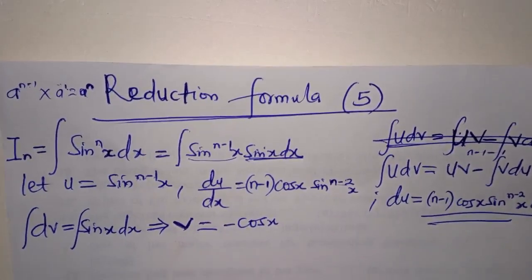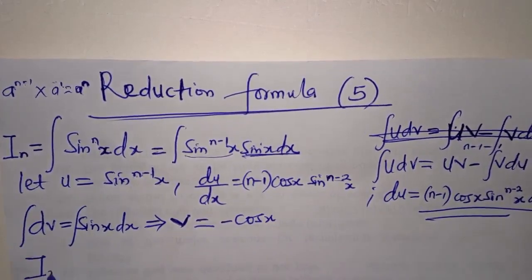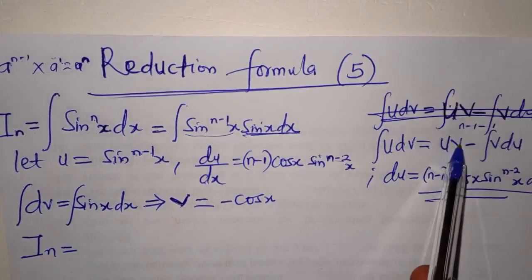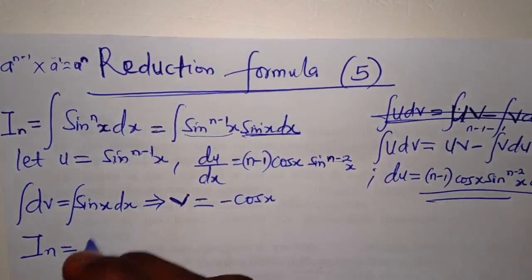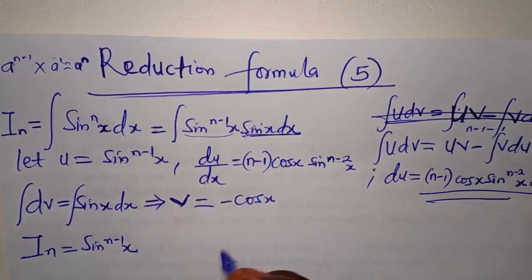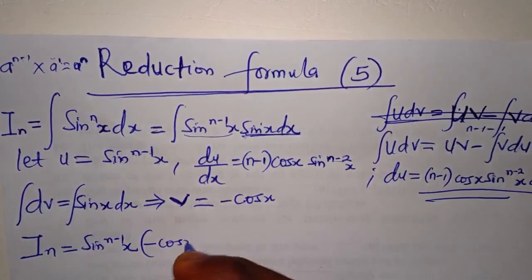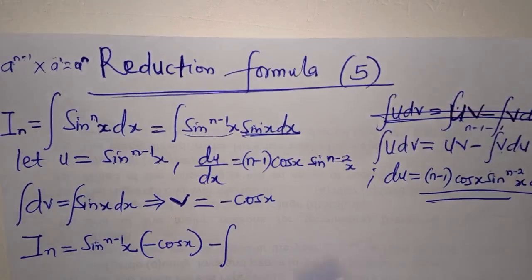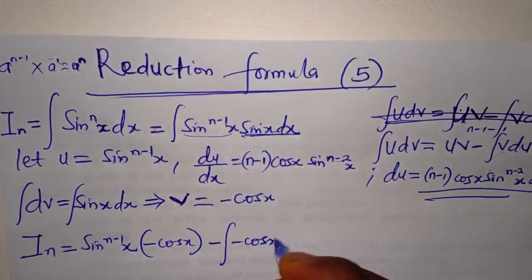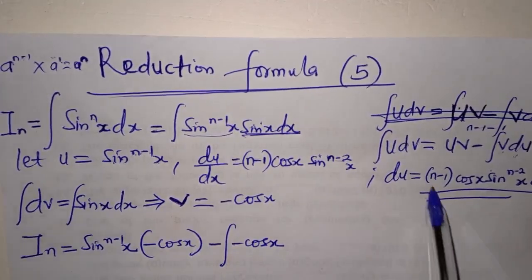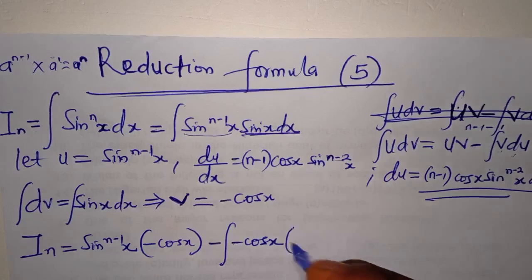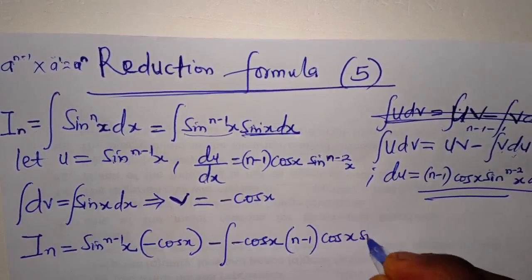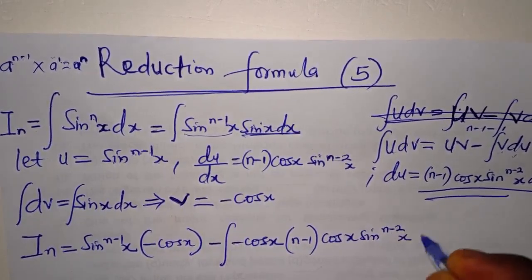So we apply the integration by parts formula. I sub n is simply equal to u times v. What's u? This is u, and this is v, minus the integral of v du. What is du? Everything here is du, which is n minus 1 cos x sine to the n minus 2 x dx.